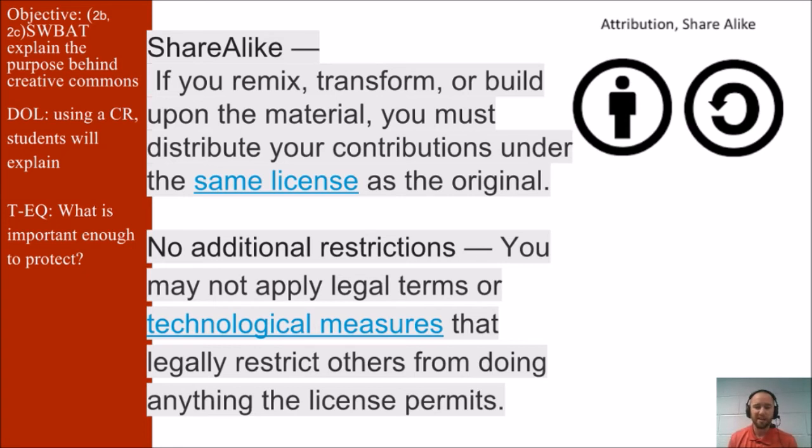That's ShareAlike. It also says here no additional restrictions. You may not apply legal terms or technological measures that legally restrict others from doing anything the license permits. So ShareAlike's tricky just because when you share it, you have to have the exact same symbols next to it as you found it.